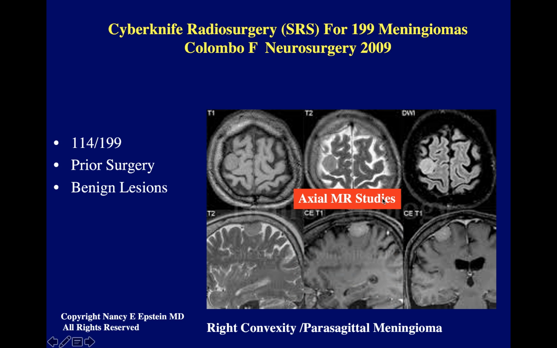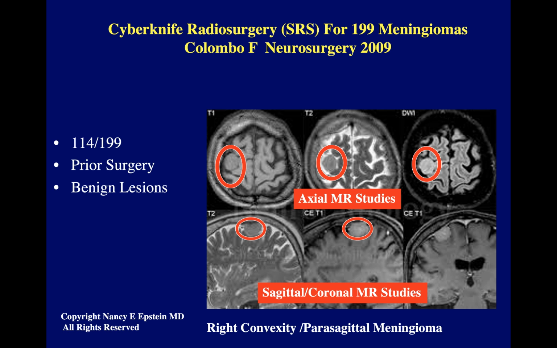Here on the axial MR studies, you see on the T1 image the lesion, on the T2 image, and on the T1 enhanced axial MRI scan, the lesion is circled. On the sagittal as well as coronal studies, here is a T2 parasagittal image, a T1 parasagittal image that's enhanced with gadolinium, and here's your coronal enhanced study.